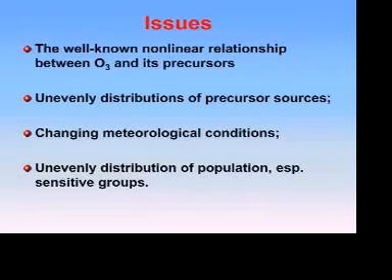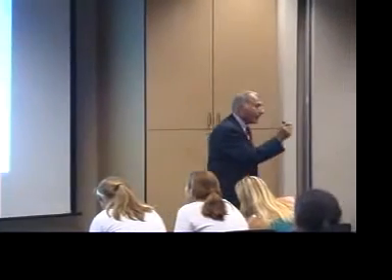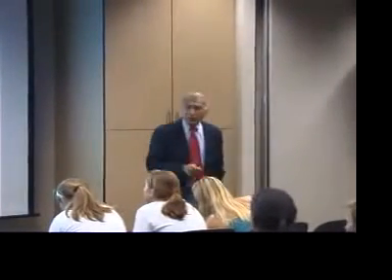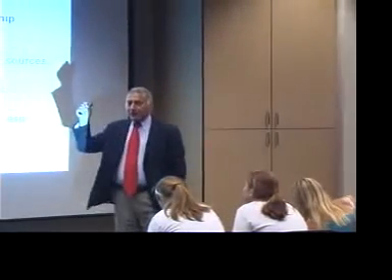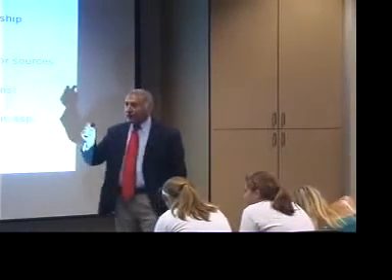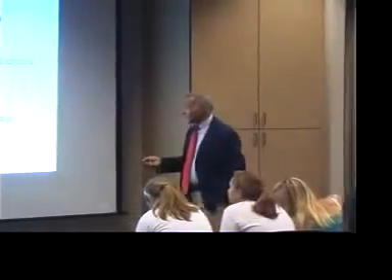So what are the issues that we have to deal with as it relates to ozone? There is a well-known non-linear relationship between ozone and its precursors. Precursors being oxides of nitrogen and volatile organic compounds. It's not simply a linear relationship. It's a complicated, non-linear relationship.